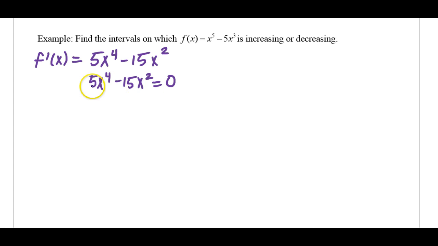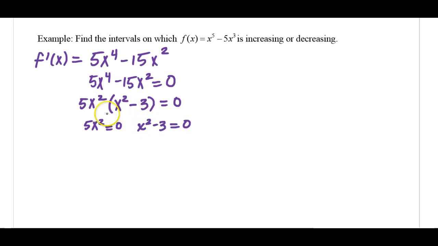So to make it a little nicer, let's pull out a 5x squared. And what's left over is an x squared from the first term, and just a minus 3 from the second term. So we're setting each of these pieces equal to 0. So this is the zero product property. I'm going to set 5x squared equal to 0 and x squared minus 3 equal to 0.